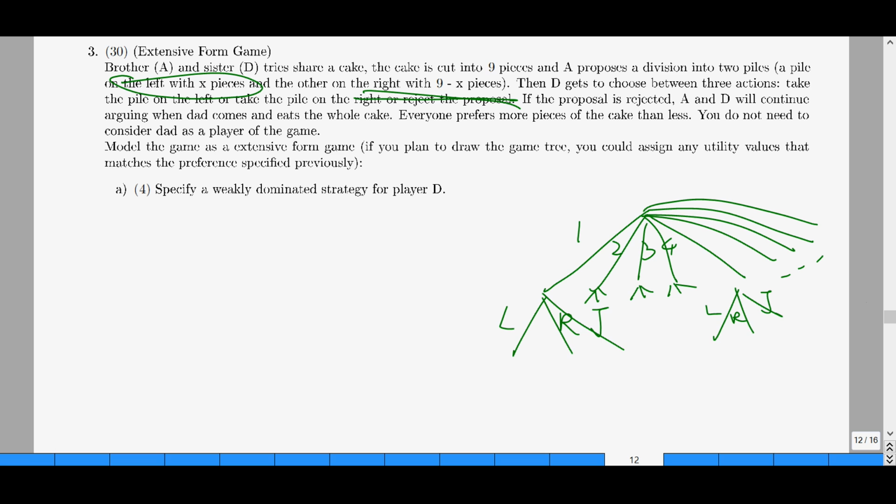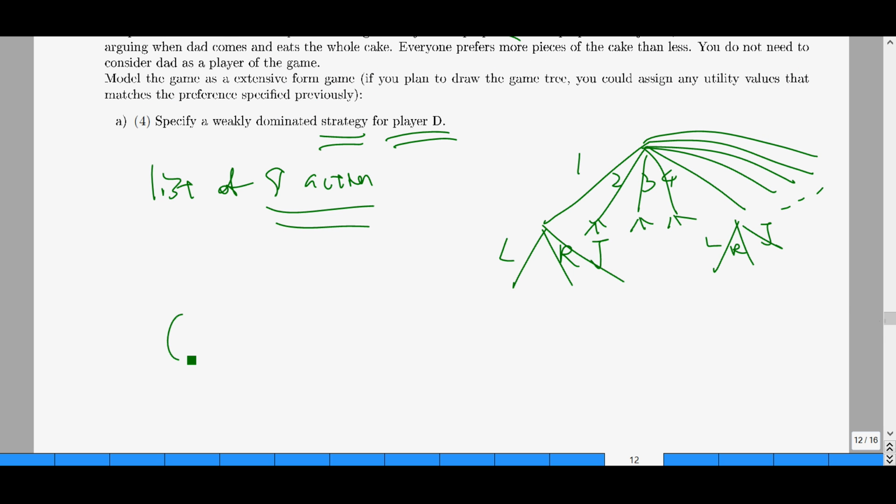Specify a weakly dominated strategy. First, a strategy for player D is a list of 9 actions. That's important, a list of 9 actions. If you only say reject is worse, is dominated by L or R, that's completely wrong, because one strategy for a player is 9 actions, one after each history. Also, when you specify a weakly dominated strategy, you always need to specify what it is dominated by. You cannot just write down one and stop there. Dominated means dominated by something, and you need to specify what the something is.